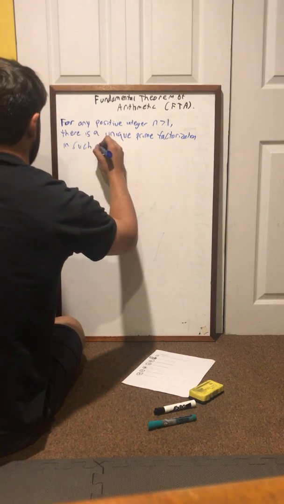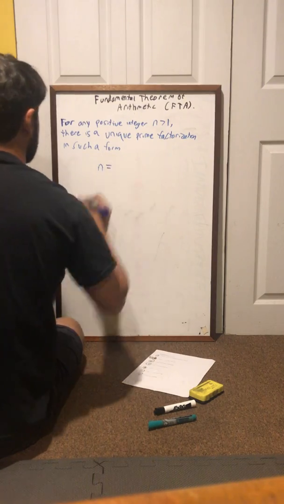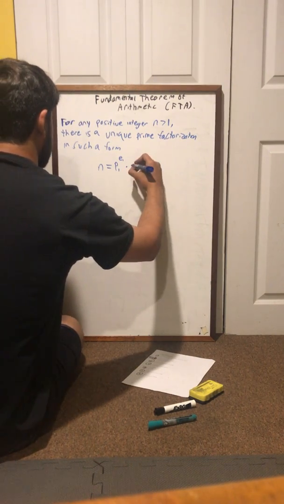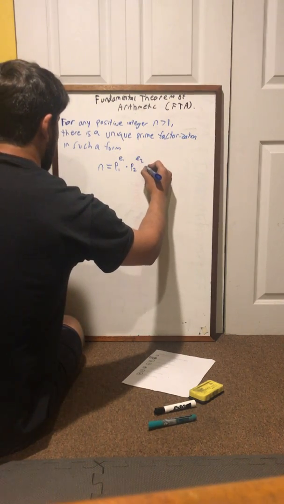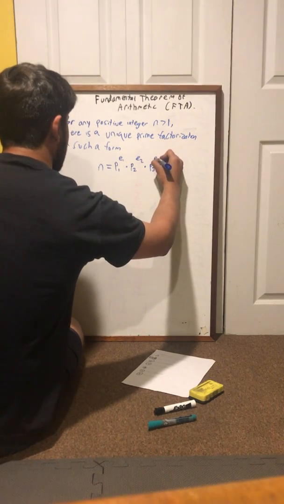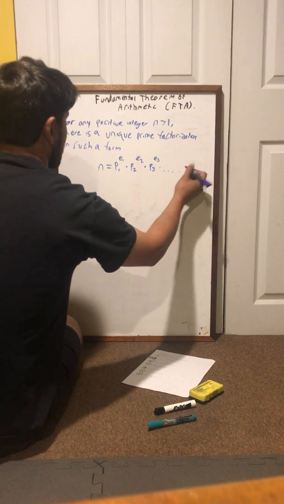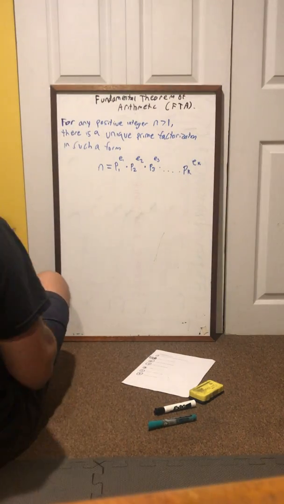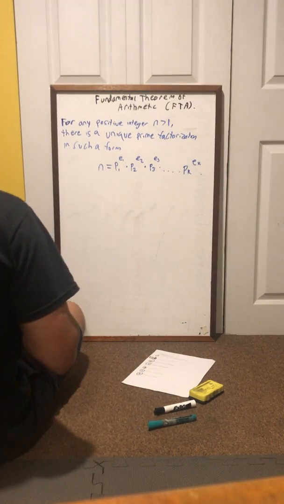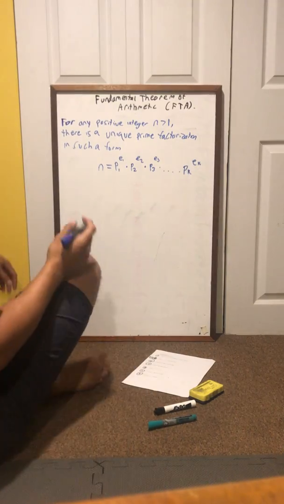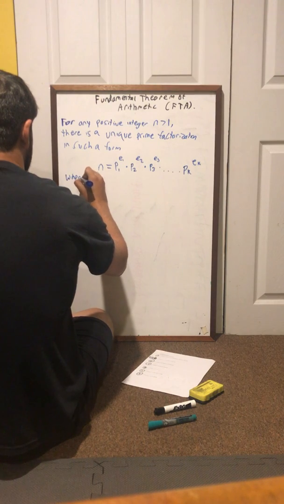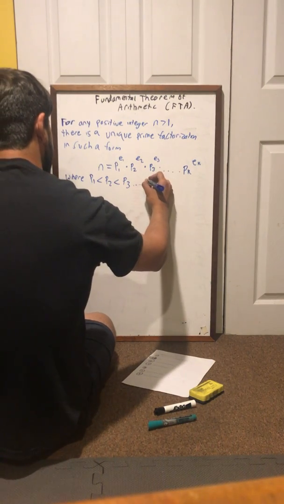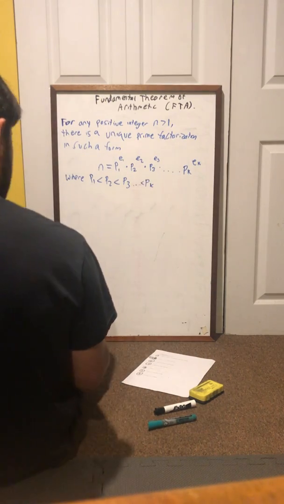in such a form: n equals p1 raised to the power of e1 times p2 raised to the power of e2 times p3 raised to the power of e3, and that can keep going on until we get pk raised to the power of ek, where p1 less than p2 less than p3, all the way up to pk.